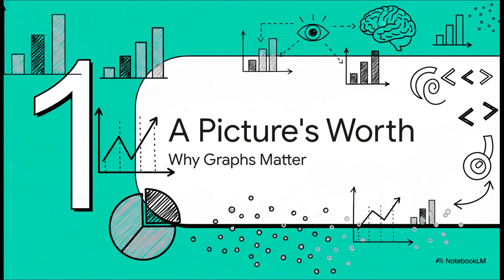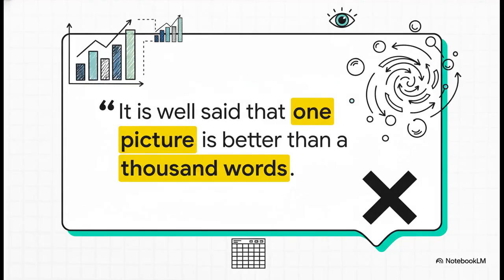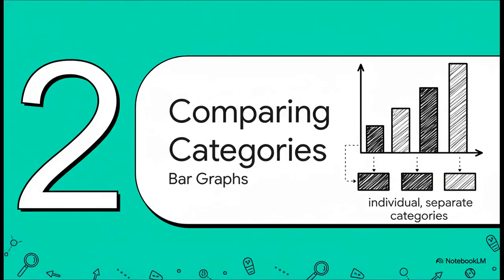So, first things first, why even bother with graphs at all? Well, the simple answer is that our brains are just wired to process visual information way faster than lists of numbers. Graphs make comparing things incredibly easy and intuitive. And hey, this is not a new idea. You've heard the classic saying, right? One picture is better than 1,000 words. Well, when it comes to data, I'd say a good graph is worth 1,000 numbers. Easy.